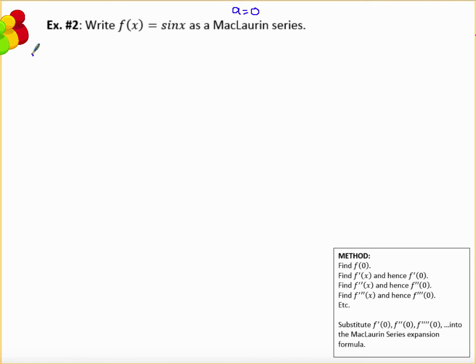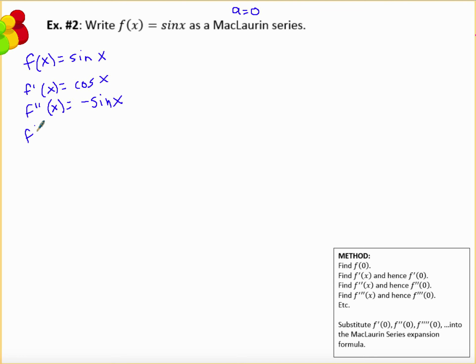Here we go. I always like to start off by writing all the derivatives down. So the original function is sine. The first derivative is cosine. The second derivative is negative sine.